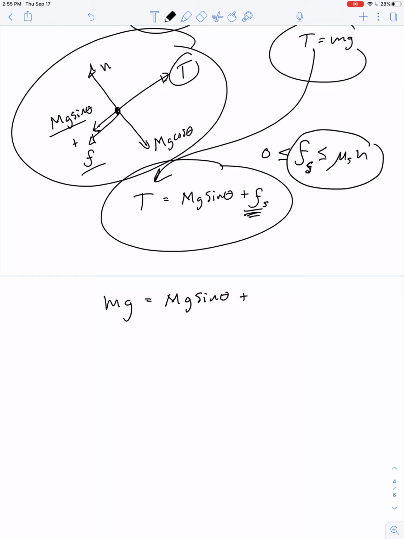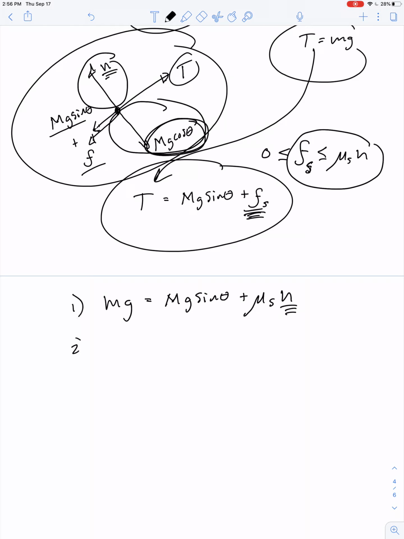So we substitute for force of friction the coefficient of static friction times normal force. Now wait a minute, we don't know what the normal force is, but our free body diagram suggests that forces in opposite directions have to be equal for the case of equilibrium. So in place of normal force, I can substitute Mg cosine theta. So lowercase mg equals capital Mg sine theta plus mu static times capital Mg cosine theta.